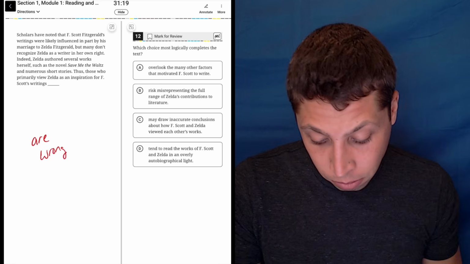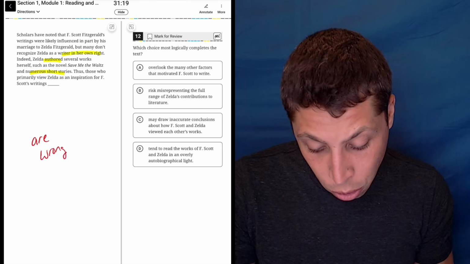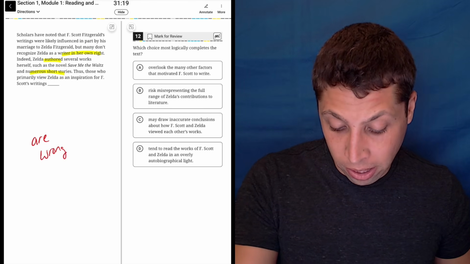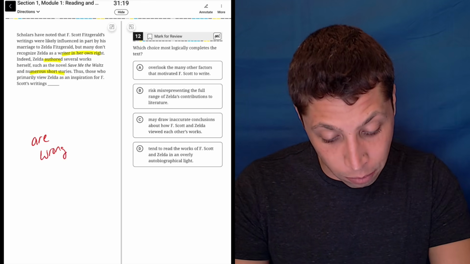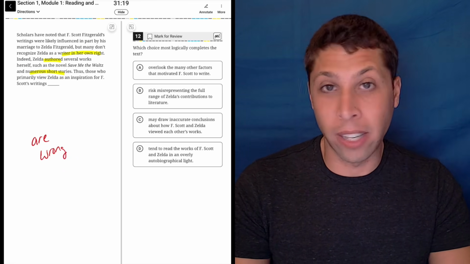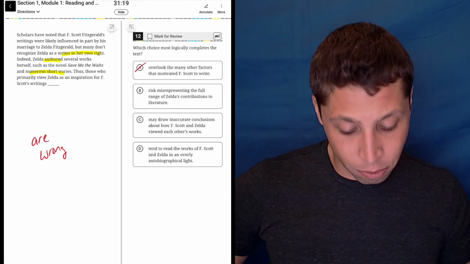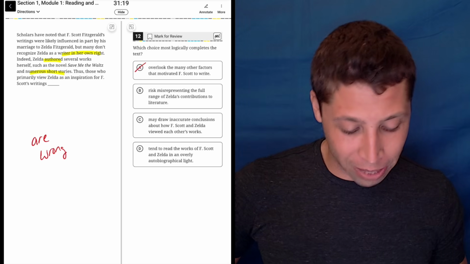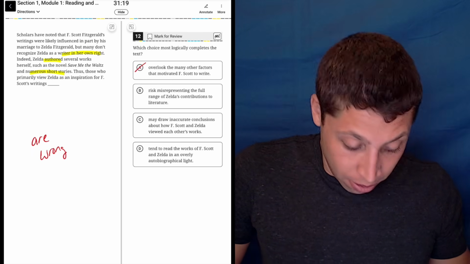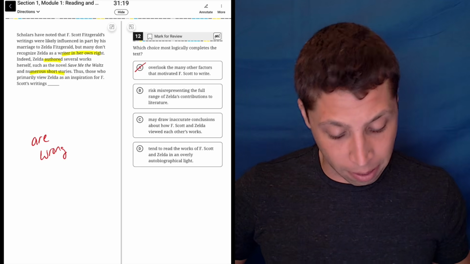Right? She is a writer. That's the point of this. She's authored several works. She's a writer in her own right, numerous short stories. So those who say that she's only an inspiration are wrong. So let's see if we can get anything that matches that. They overlook the many other factors that motivated F. Scott to write. Nope, it's not about him. It's about her. Risk misrepresenting the full range of Zelda's. Okay, maybe that's it because it says that they're wrong, so they're misrepresenting something.